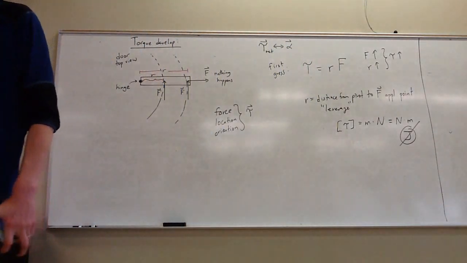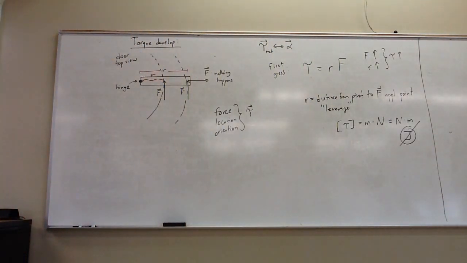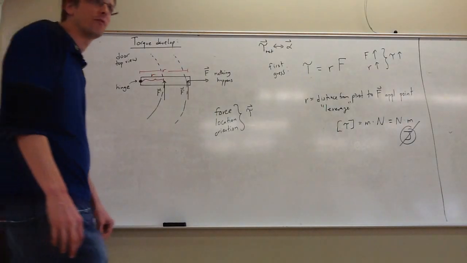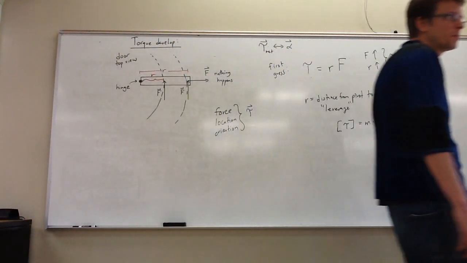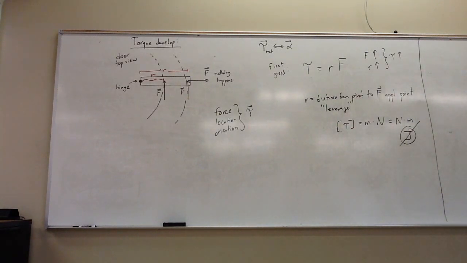But we don't call it a joule, okay? This is not a work. This is not an energy. This is not even a scalar. In fact, it's going to be a vector. It's going to be the rotational analog to force. And since force is a vector, so is torque, okay? So we call it a Newton meter.